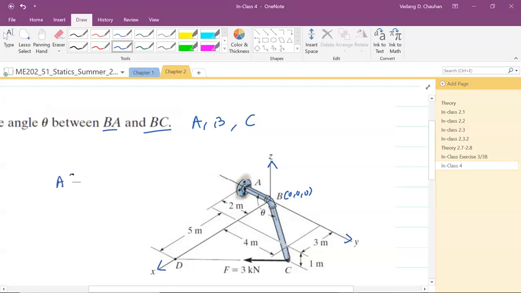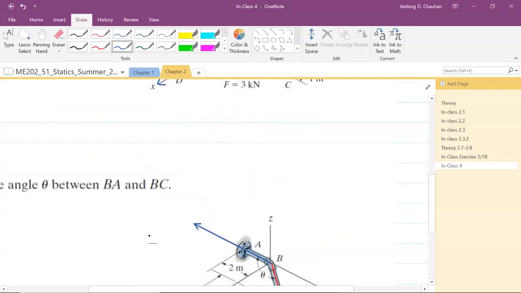So point A is at 0 in X, minus 2 in Y, and 0 in Z. That is the distance from the origin. For point B, it's 0, 0, 0 meters. And point C is 3 meters in X, 4 meters in Y, and minus 1 because it is below the XY plane in negative Z direction. So Z is positive from B and going up, and C is below that. So it's 3, 4, minus 1 meters. So that is the step number 1.